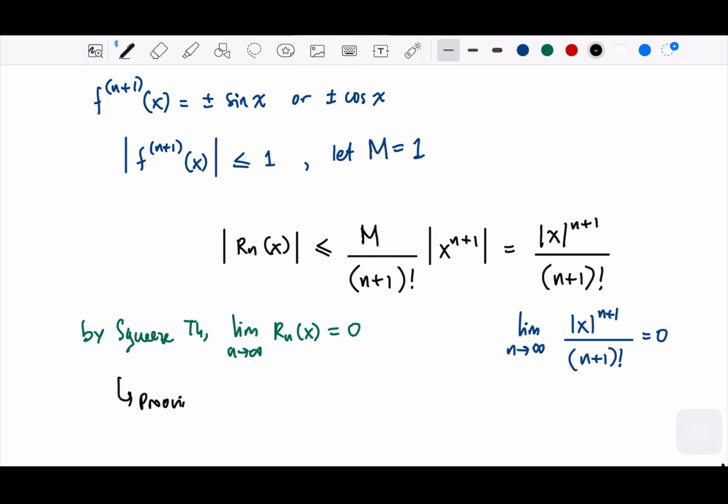this is proving that f(x) equals sine x is equal to the sum of its Maclaurin series.